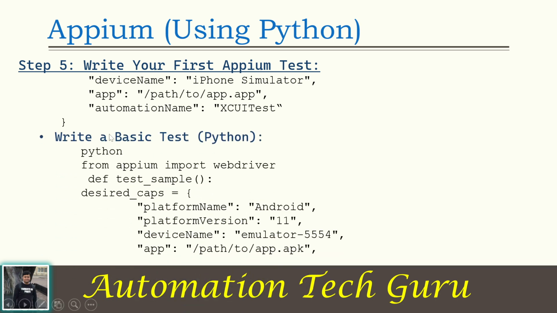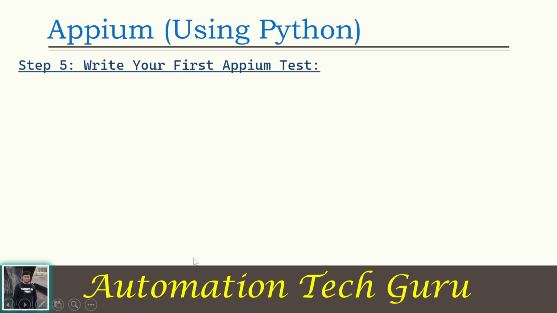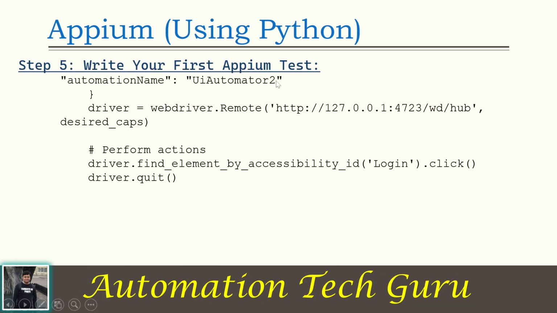Execute test. Okay, write a basic test. You can write: from appium import webdriver, function test_sample, desired capabilities, platform, version, device, app, and then you can use automation name, and then driver = webdriver.Remote. This is the URL for this, comma, desired capabilities. Then perform action. You can use driver.find_element_by_accessibility_id login and driver.quit.